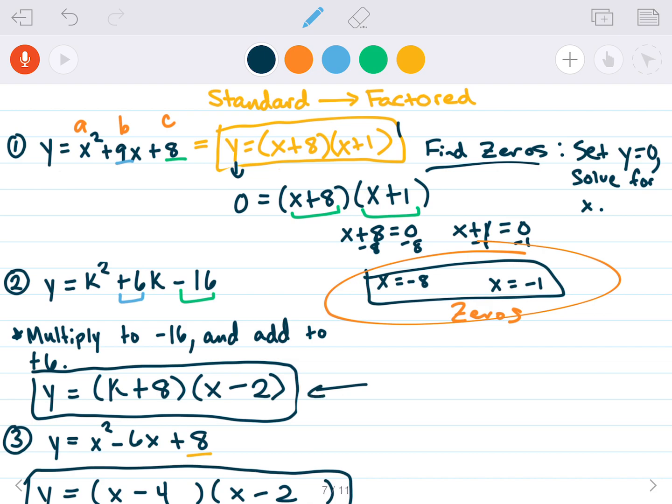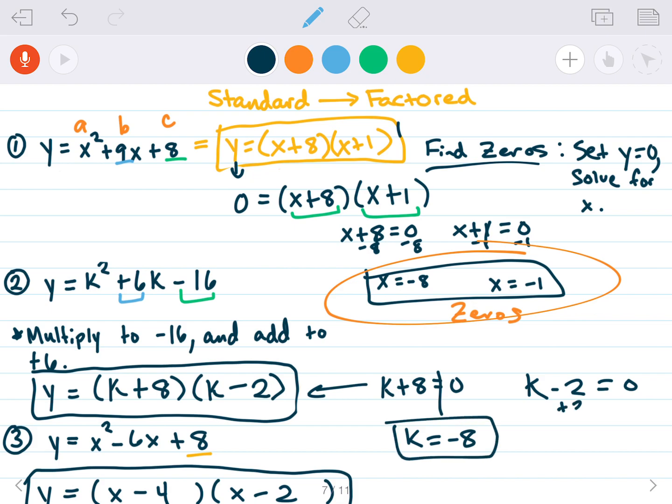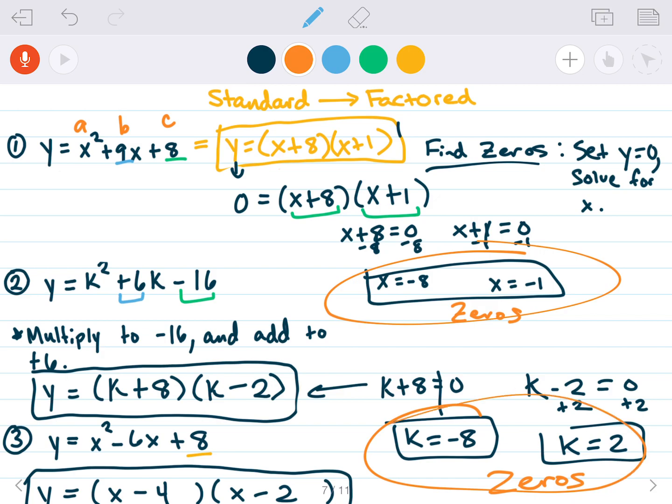So to find the zeros here, we take our factors and we set them equal to 0 because we're setting y equal to 0. And actually this should have been k, not x. We've got k plus 8 equals 0 and k minus 2 equals 0. Now we're going to solve for k by subtracting 8 on both sides here to get k equals negative 8. And over here we're going to add 2 to both sides to get k equals positive 2. And so these are going to be my x-intercepts, aka my zeros.